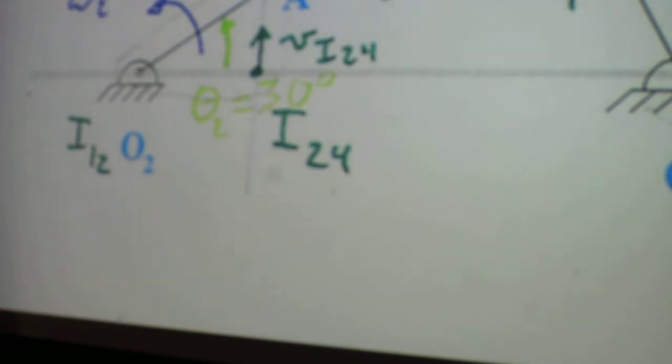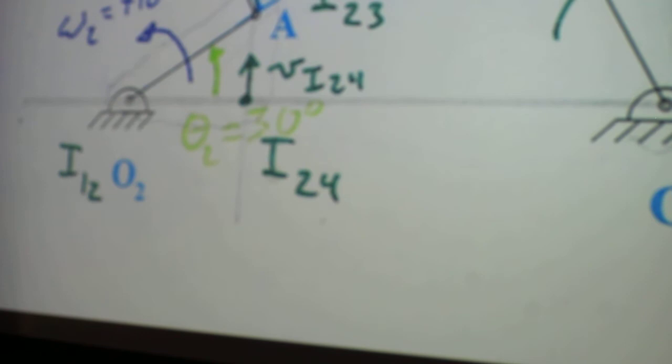And I notice that this angle right here, let me zoom up on it. This angle right here is, in the problem statement, theta 2 equals 30 degrees. Is that even showing up? Theta 2 equals 30 degrees. Okay? That's given in the problem statement.